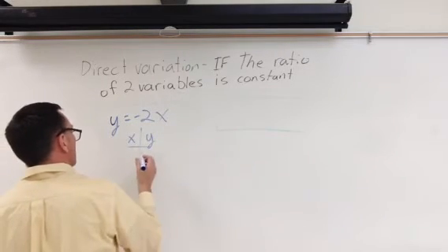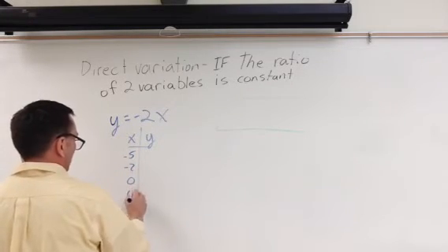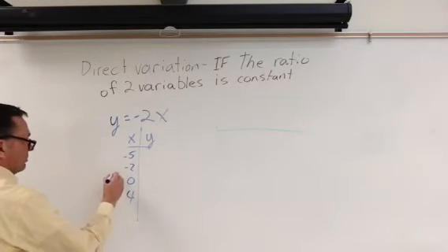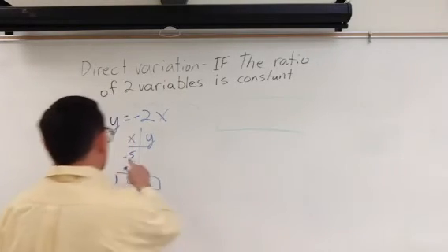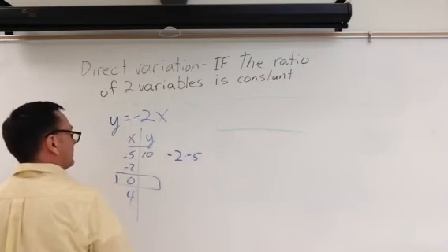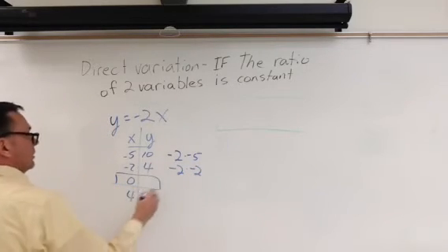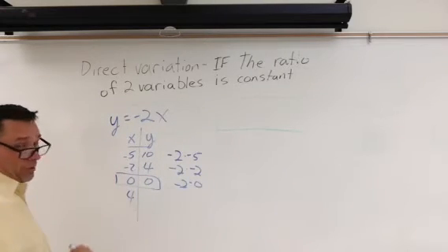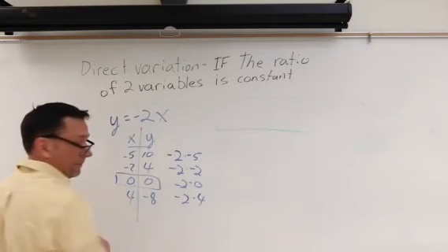I'm going to start with the chart. Maybe I start with -5, -2, 0, and 4. Just picking random numbers. I'm always going to pick 0. 0 is a great number because it's easy to multiply. So when we plug this in, -2 times -5, we get 10. -2 times -2 is 4. -2 times 0 is 0. Remember, it's got to go through 0. 0, comma 0. And then -2 times 4 is -8.